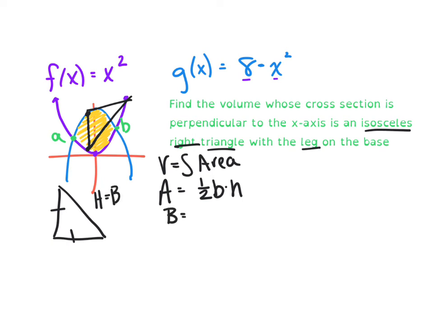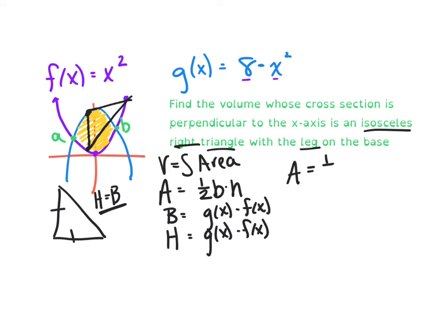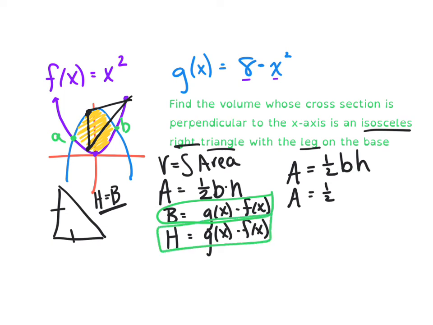So my base is upper minus lower. So that's g of x minus f of x, because it's the blue minus the purple. And my height is equivalent to that because we just said the base is equal to the height. So that's g of x minus f of x. My area formula, so I'm going to start with that again. I keep writing it for myself, is 1/2 base times height. So that's 1/2. Now it's whatever I wrote down for the base times whatever I wrote down for the height. Notice they're exactly the same. There's nothing extra there. So I'm just going to say it's g of x minus f of x squared.